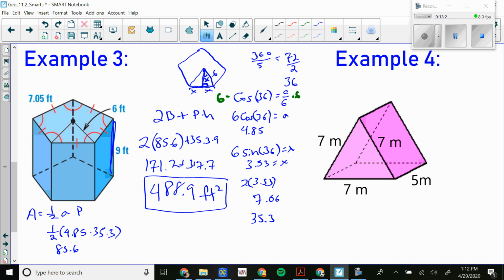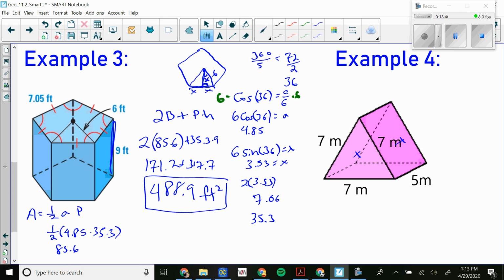Some of these regular polygon ones are a little bit more involved. I'll show you this next one. It should be a little bit simpler. Okay, here we have a triangular base here and here. So if you remember, the area of a triangle is 1/2 base times height.